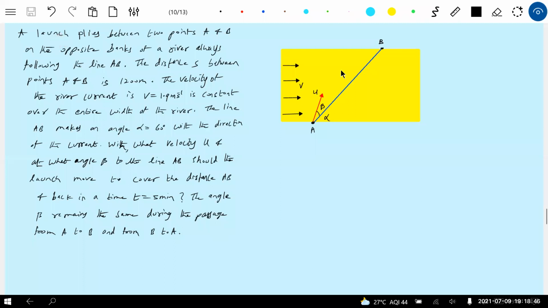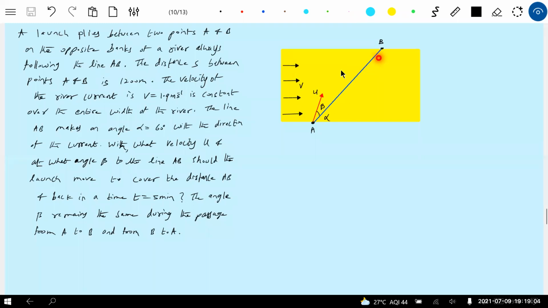Launch only, they call that one launchy in Telugu. A launch plies between two points A and B on the opposite banks of a river, always following the line AB. There is a path with respect to ground. There is one bank, there is the other bank, there is a path with respect to ground.